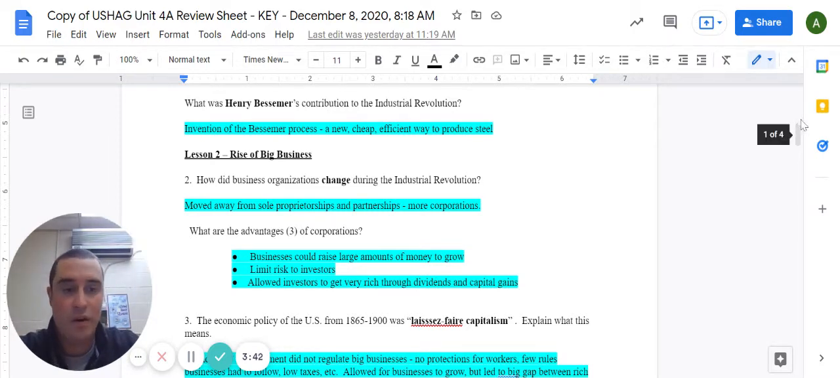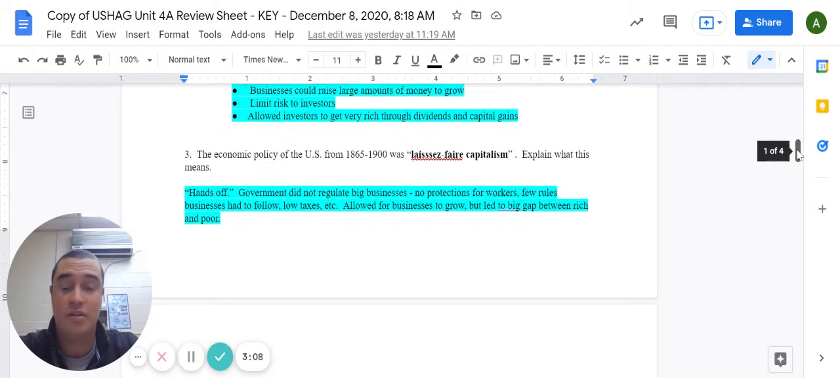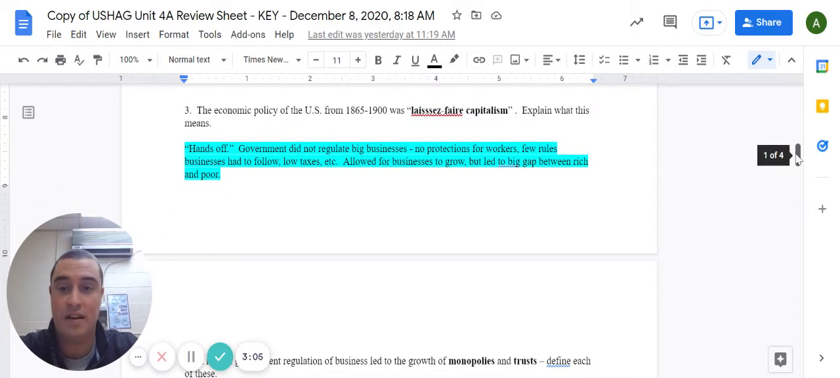Question two: how did business organizations change during the Industrial Revolution? A lot of business organizations moved away from being sole proprietorships, which are businesses owned and run by one person, to corporations, which again were a type of business organization that sold stock and allowed the business to raise a lot of money to grow. So, specifically, some of these advantages: the corporations could raise a lot of money to grow. Corporations also limited risk to investors by spreading the risk out among stockholders, and it allowed these investors to get very rich through both dividends and capital gains from selling their stock.